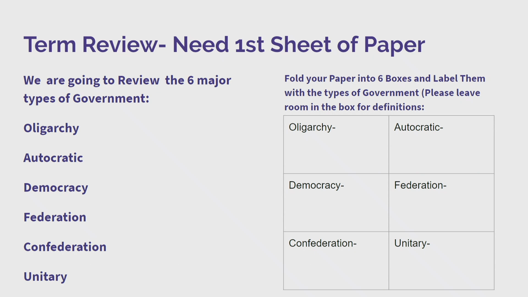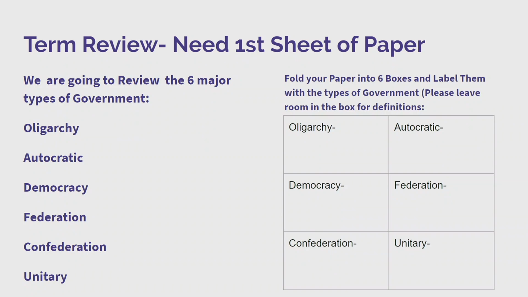All right, so right here, we are going to need your very first piece of paper. You are going to take it. You are going to fold your paper in half, hot dog style, for those of you that like that terminology. And then you're going to do a third and a third. When you open it up, you are going to have 6 boxes. If that is too complicated, that's okay. Not everybody likes folding paper.